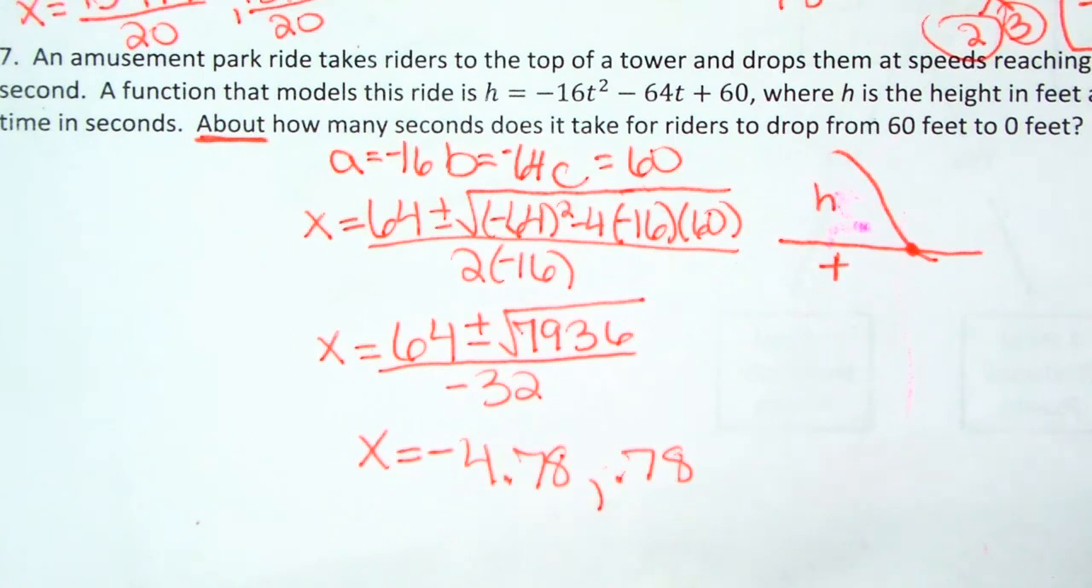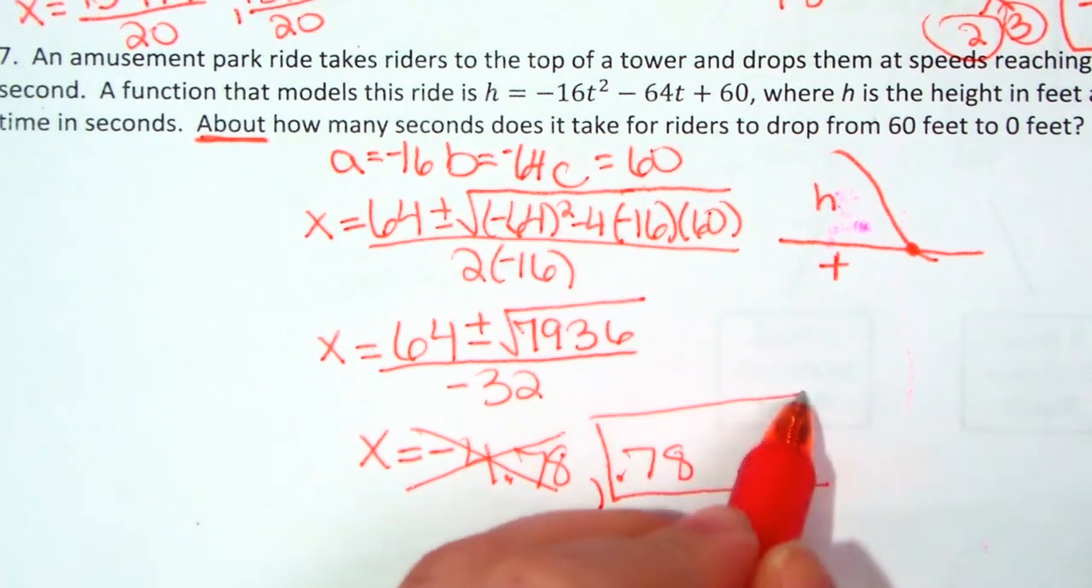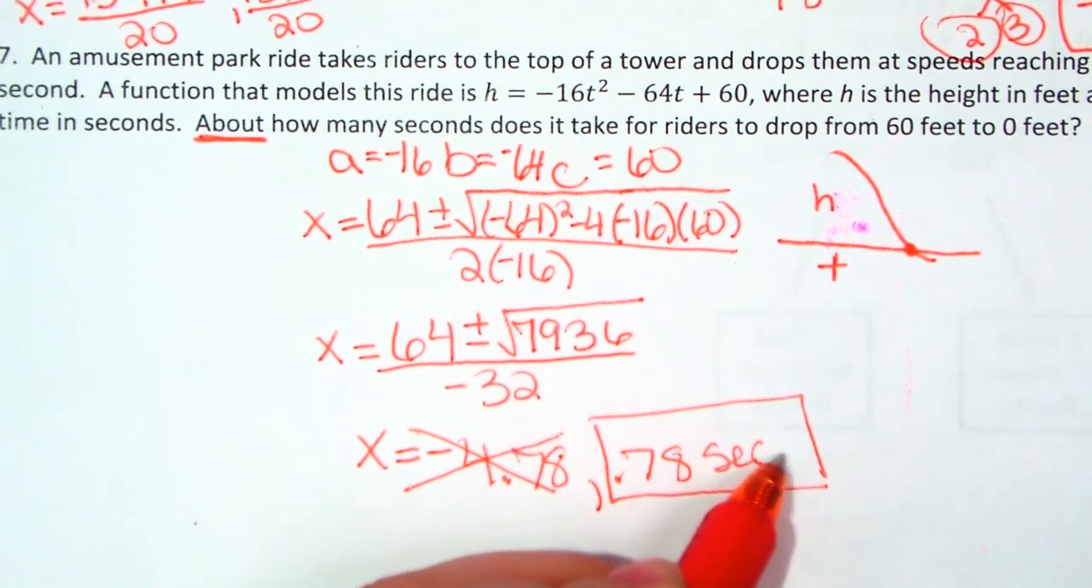Now, negative 4.78 doesn't really make sense when we're talking about how many seconds does it take for something to happen. It can't take negative seconds. So the one that we want to include is this 0.78 seconds.